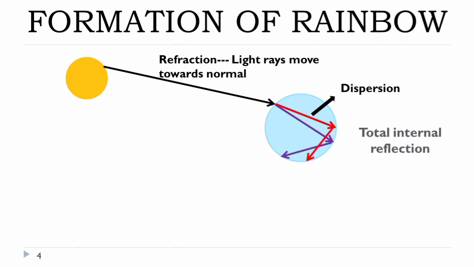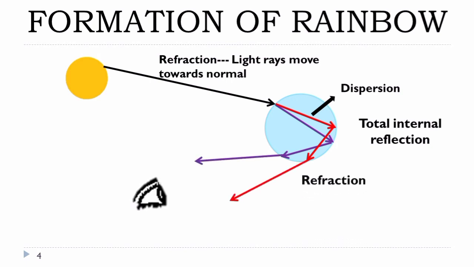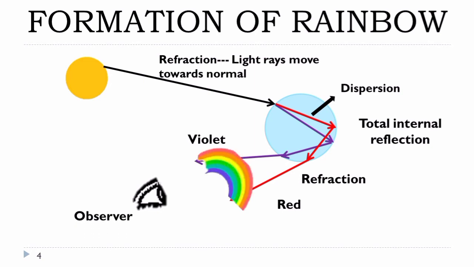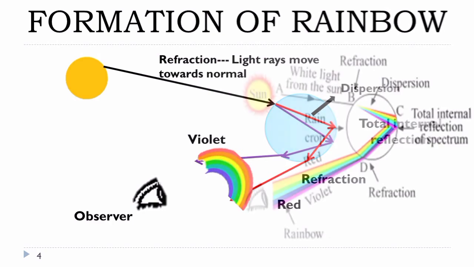Now, in case these light rays are incident at the second face at an angle greater than the critical angle of the water droplet, then they get totally internally reflected and they get again refracted from the third interface. As the different colored light rays leave the raindrop, it reaches our eye as a beautiful rainbow.